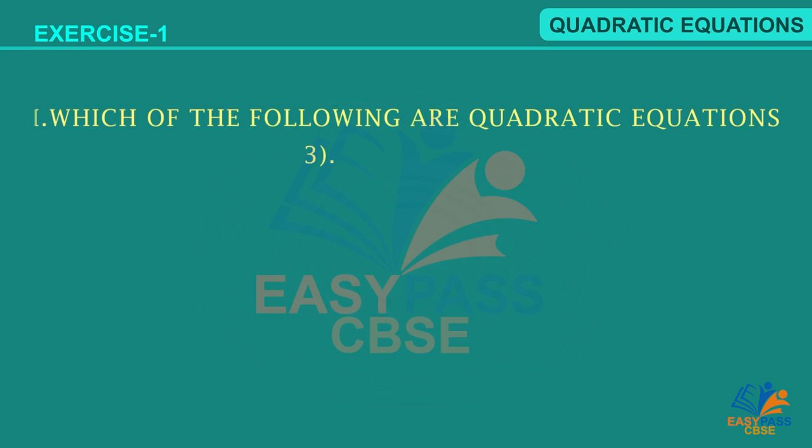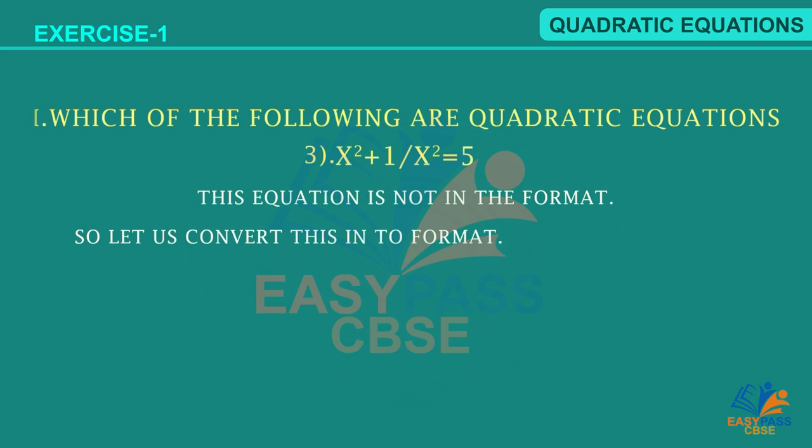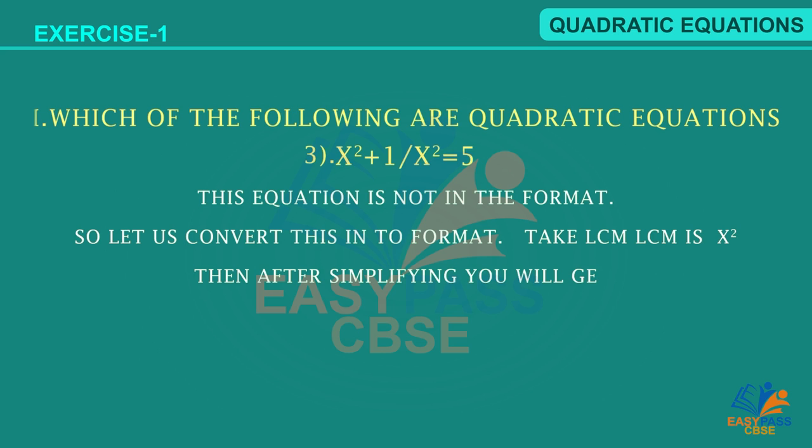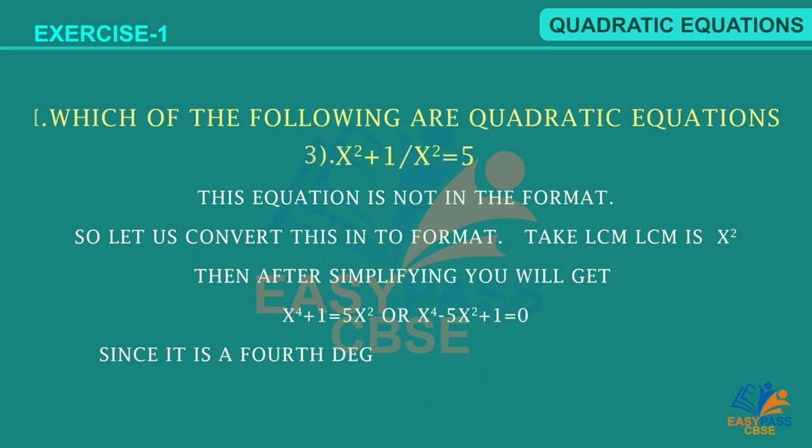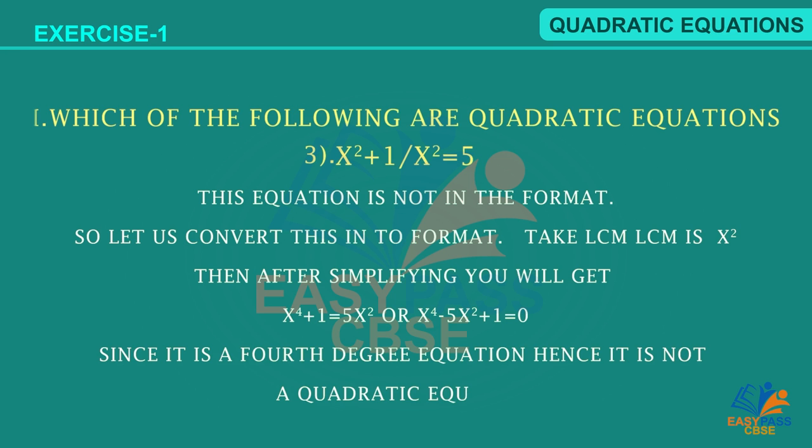Third question, x square plus 1 over x square is equal to 5. Now, this equation is not in the format, so let us convert this into format. How? Take LCM. LCM is x square. Then after simplifying, you will get x power 4 plus 1 is equal to 5x square, or x power 4 minus 5x square plus 1 is equal to 0. Since it is a fourth degree equation, hence it is not a quadratic equation.